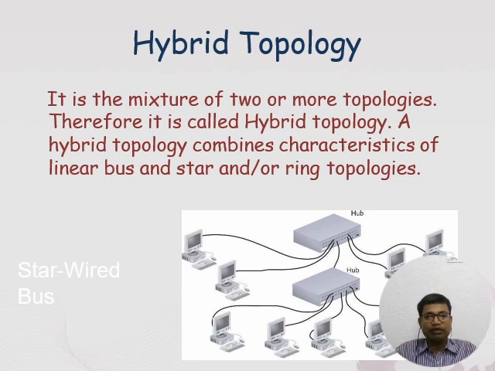So in hybrid topology, it is a mixture of two or more topologies. Therefore, it is called hybrid. It can be bus or star or ring topologies. So therefore, it is the mixture of two or more topologies, and therefore it is called hybrid topology. A hybrid topology combines characteristics of linear bus and the star and/or ring topologies.